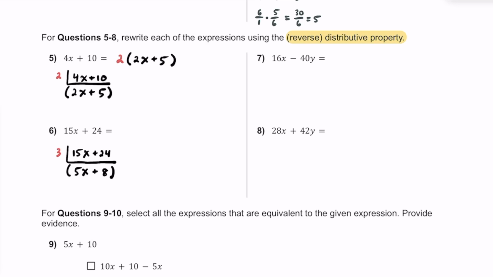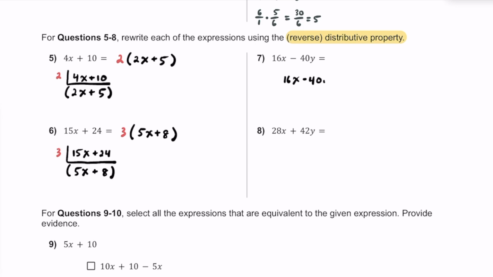So how are we going to write this? We'll put the 3 on the outside here, and we'll go ahead and write times the quantity of 5x plus 8. That would be inside the parentheses. Again, you could go ahead and distribute forwards using the distributive property and make sure you do get what you started with over here. For number 7, we have 16x minus 40y.